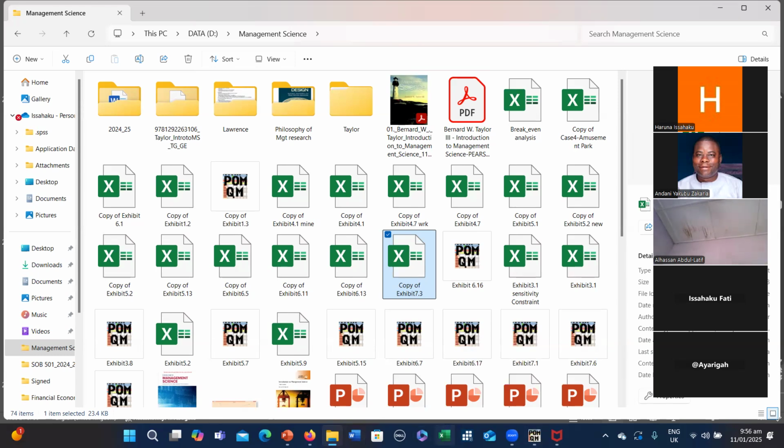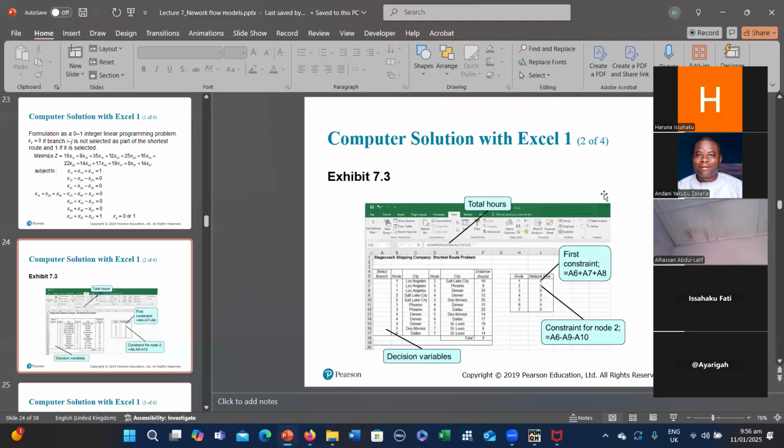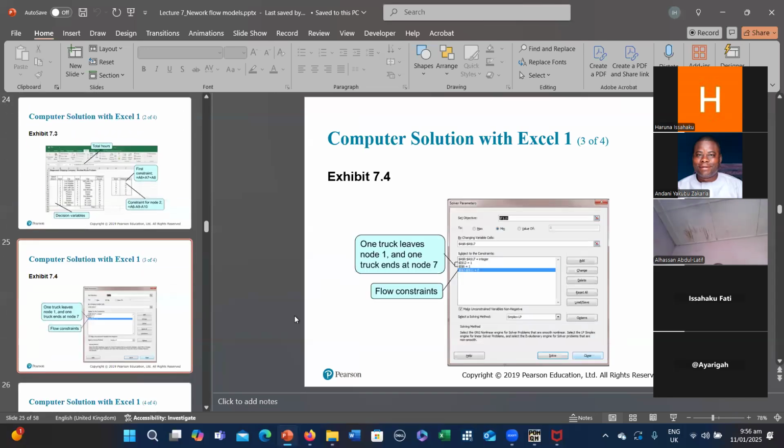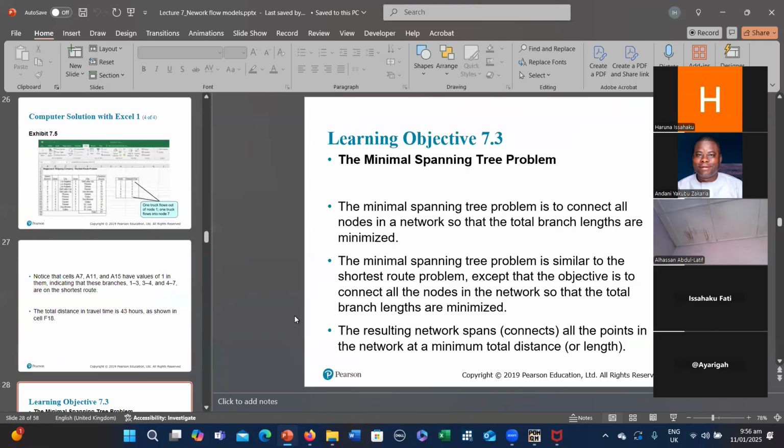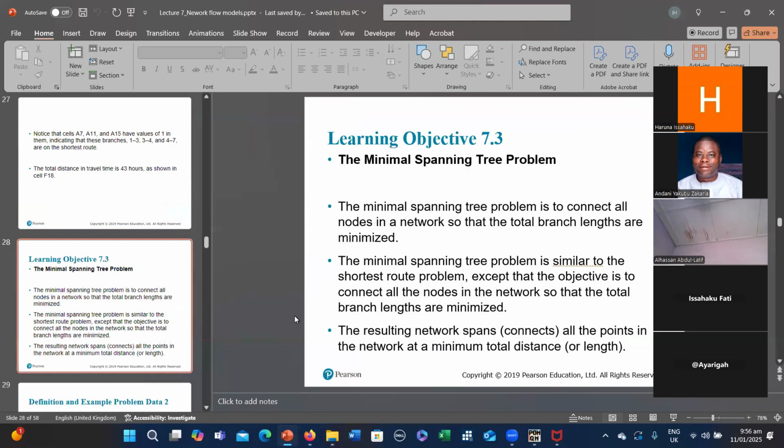But lastly, let's look at the last part of network flow, that examples that we will examine in this particular course. Minimal spanning tree problem.